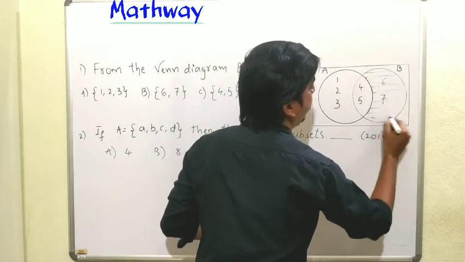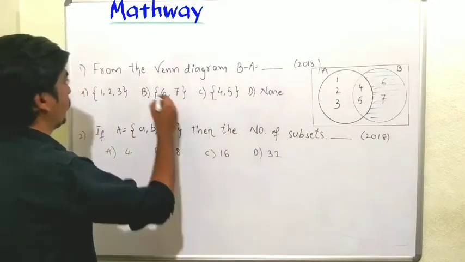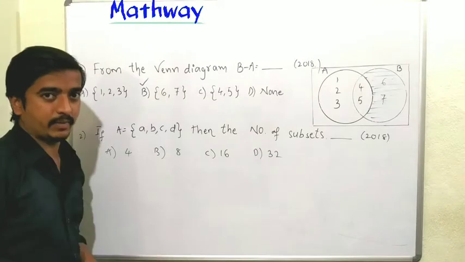So this is the B. What are the elements in the B? 6, 7. So option B is correct here, 6 and 7.